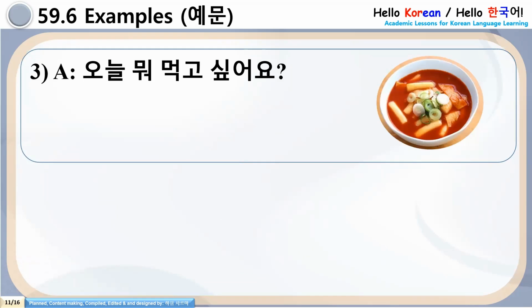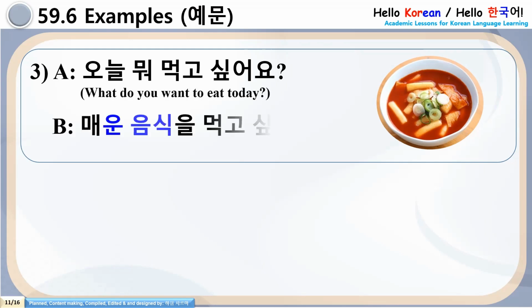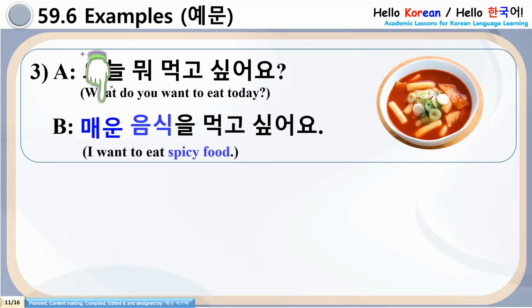Coming to next example, number 3. A: Onal mo mokko shippoyo. B replied, meun umshigal mokko shippoyo. So where is the grammar here? Yes, in the mepta, to be spicy. Spicy food. I want to eat spicy food.